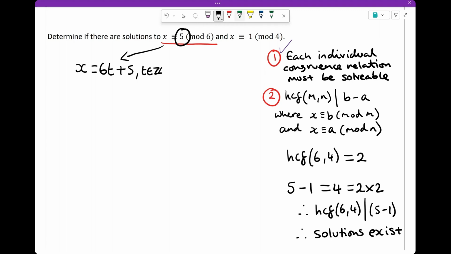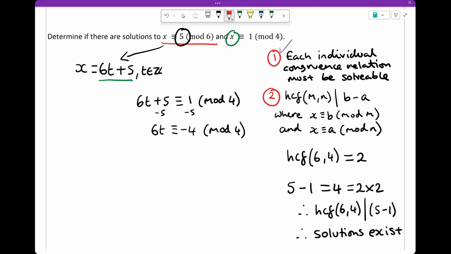Then we are going to substitute what we've got for x, so the 6t plus 5, in place of the x in the other congruence relation I haven't used yet. So I would get 6t plus 5 is congruent to 1 mod 4. Then we're going to rearrange to get the t term on its own, so we subtract 5 from both sides. So I would get 6t is congruent to negative 4 mod 4.